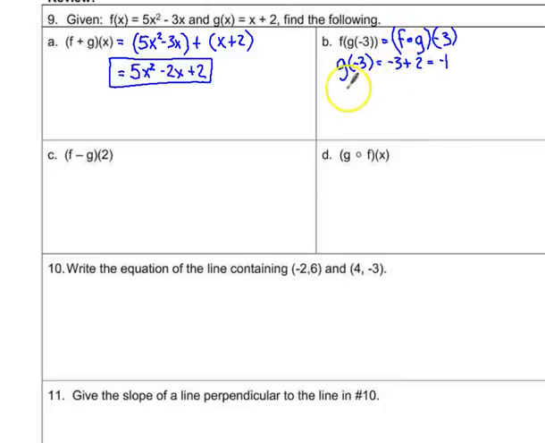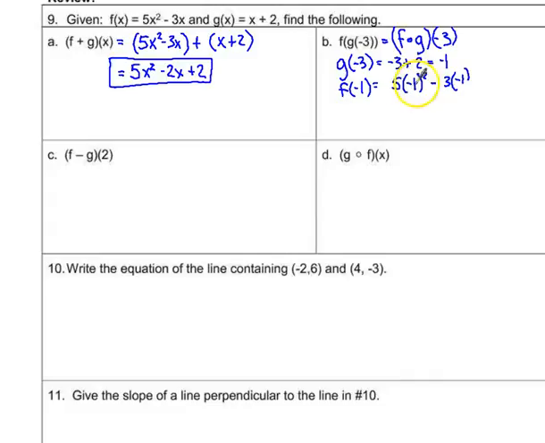So we're going to evaluate f at negative 1, and when we do, we get 5 times negative 1 squared minus 3 times negative 1.